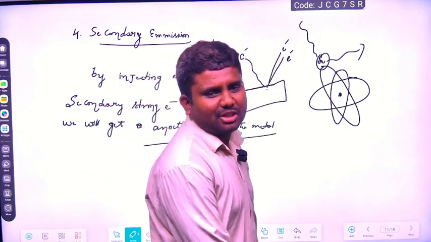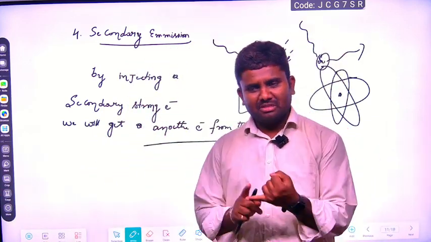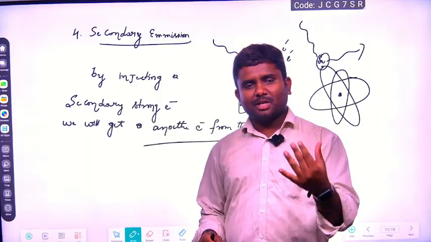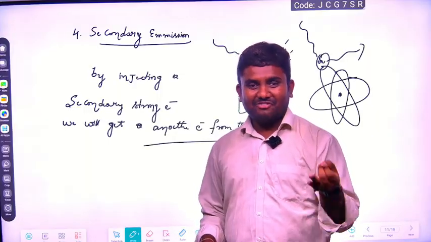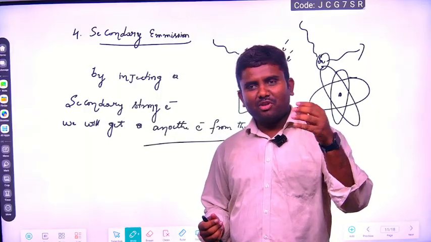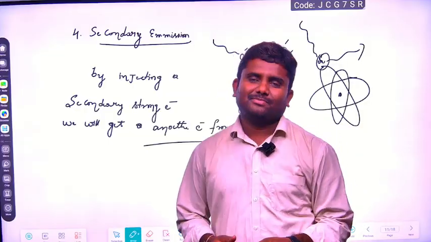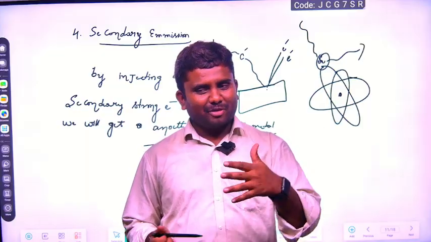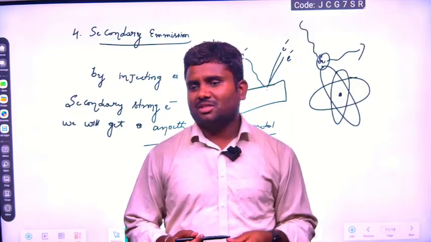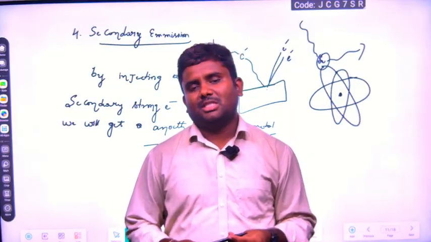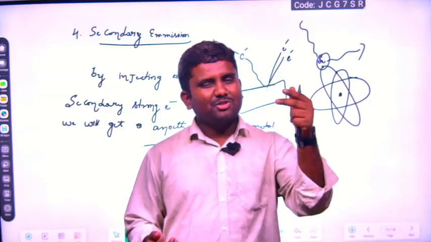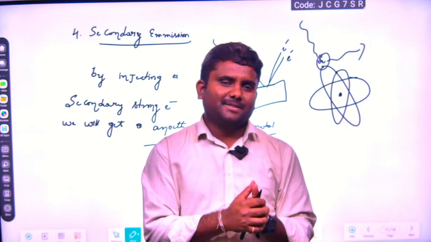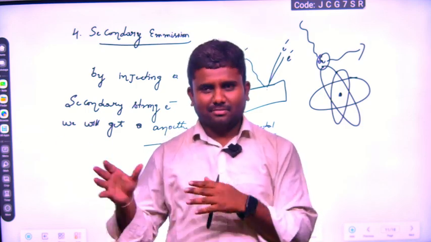So, four emissions of electrons, you understood? What is the first one? Thermionic effect. Due to heat, if you apply heat on the substance, the electrons will come out. Next, field emission. When you apply a strong electric field, the electrons may come out. The third one is photoelectric emission. Whenever light of suitable frequency falls on the surface of the metal, the electrons will come out. The fourth one is secondary emission.